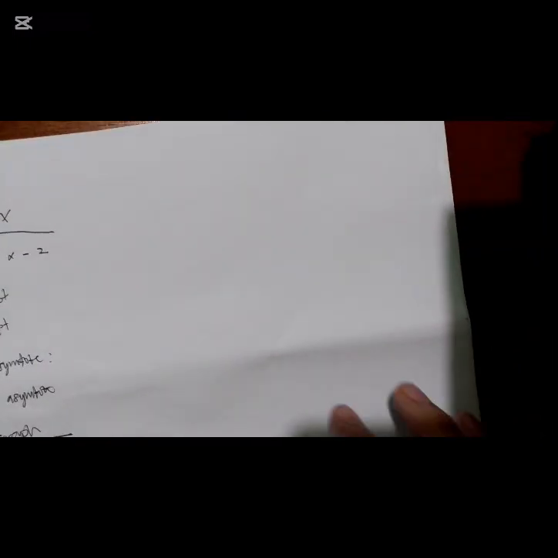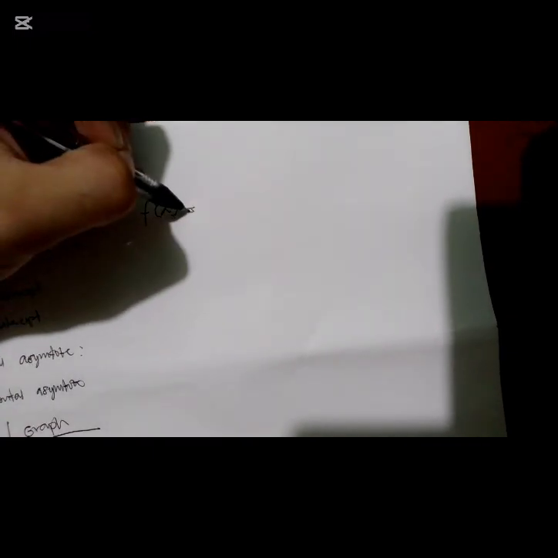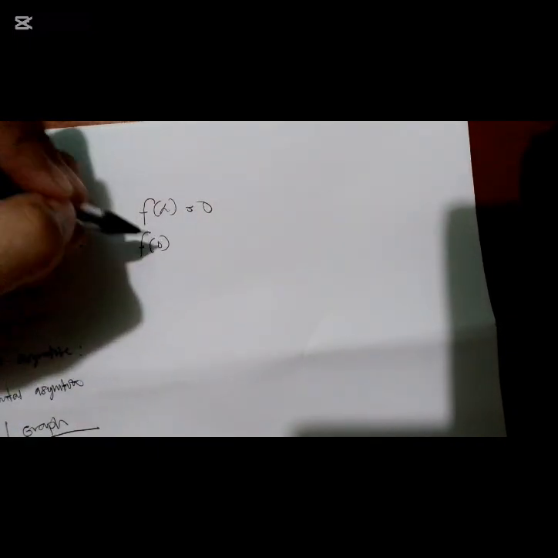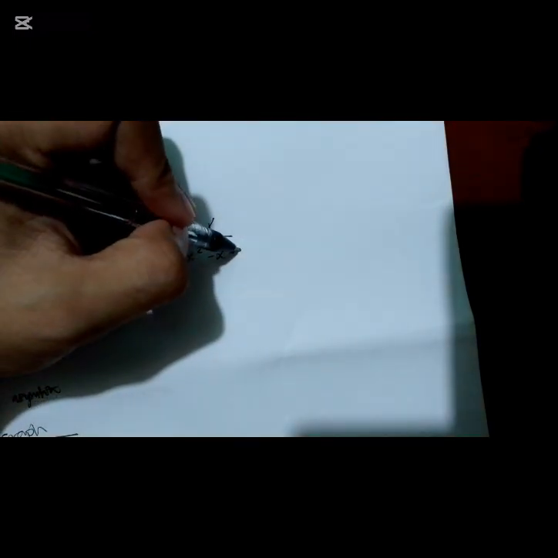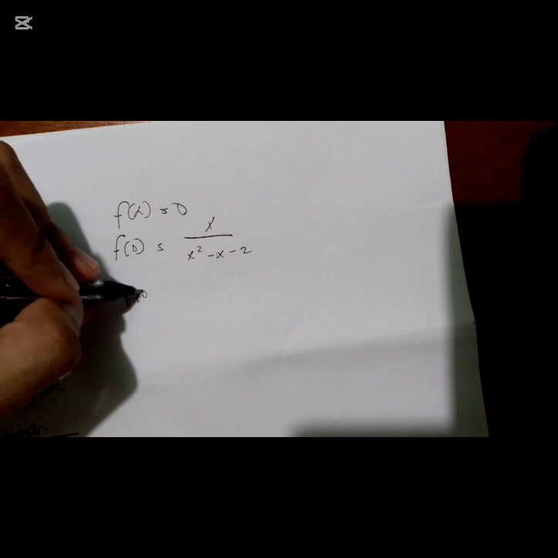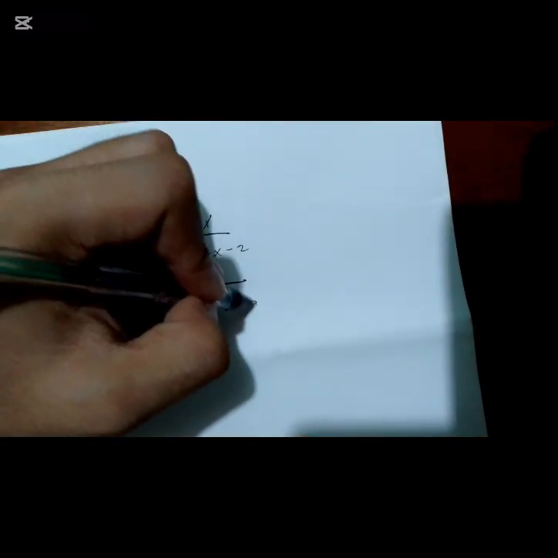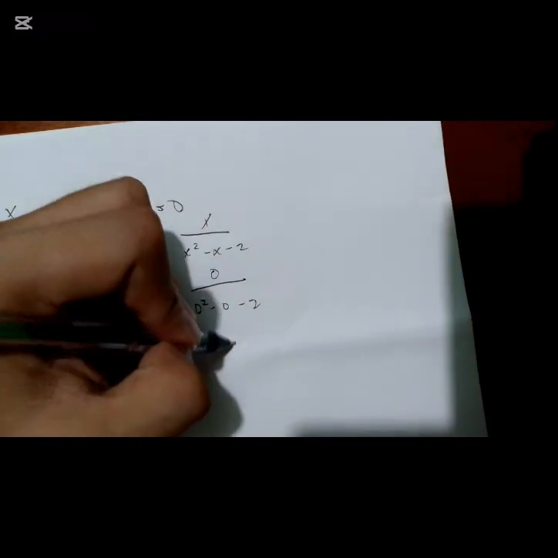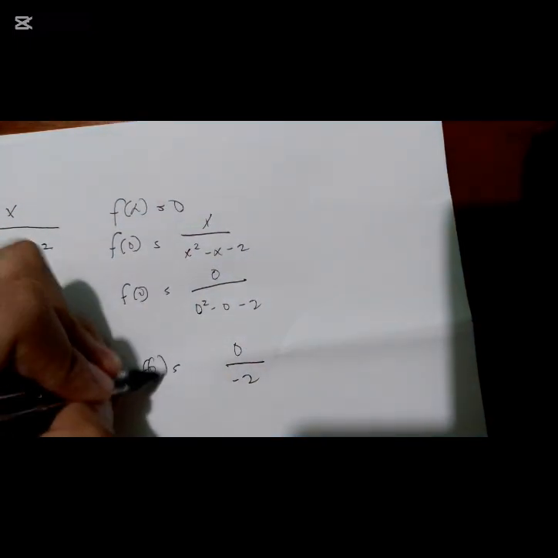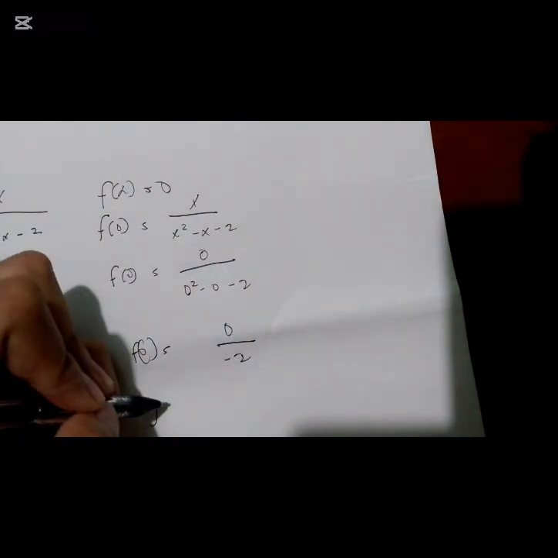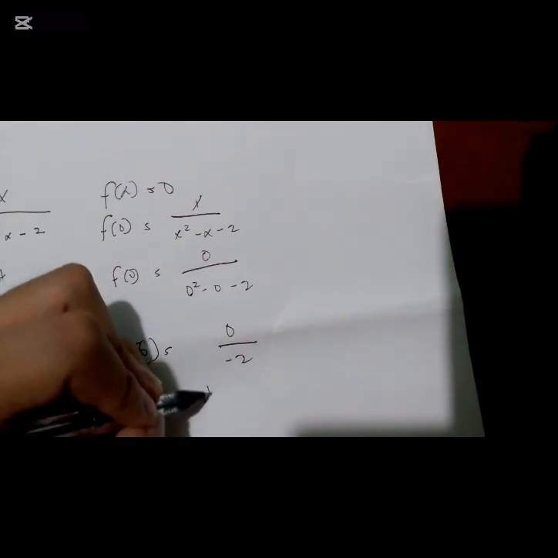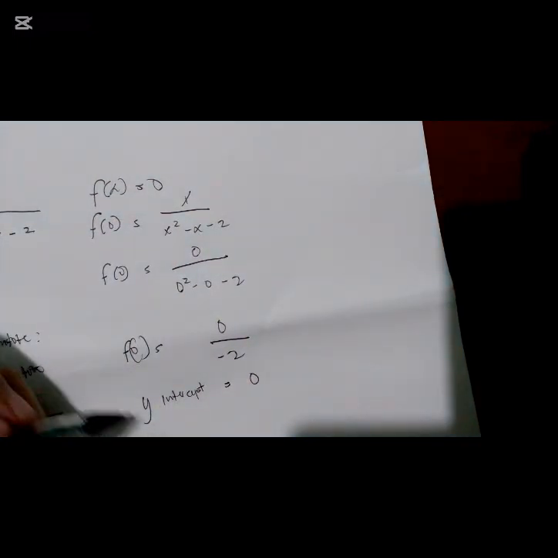So let's find first the y-intercept. We all know that the y-intercept is f of x where x is equal to 0. f of 0 is equal to x over x squared minus x minus 2, so f of 0 is equal to 0 over 0 squared minus 0 minus 2. So f of 0 is equal to 0 over negative 2. Therefore, our y-intercept is equal to 0.